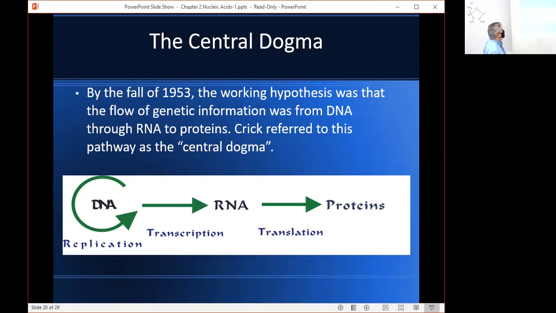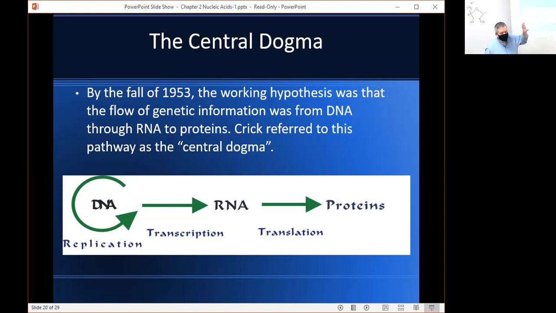Crick here refers to Francis Crick. He's the Crick of Watson and Crick, who solved the structure of DNA as a double-stranded helix. That was done by James Watson and Francis Crick. By 1953, in the fall, Francis Crick proposed what we call the central dogma of molecular biology.